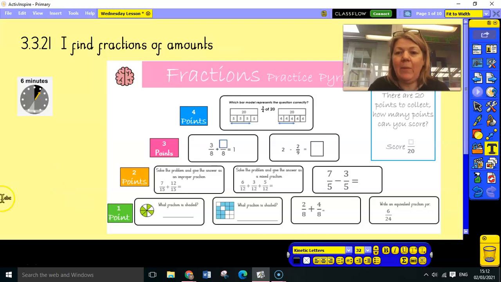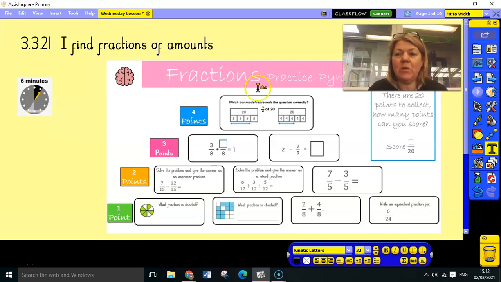but before we do that, we're going to have a little warm up, okay? Now we haven't seen one of these before, it's called a practice pyramid. So it's a new thing, we haven't ever tried one before, but I thought it'd be quite nice to have a go. So there are 20 points for you to collect, and how many can you score out of 20? So you have got 6 minutes.